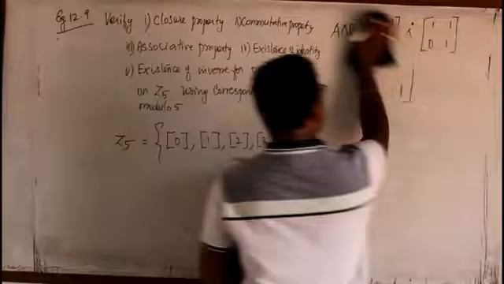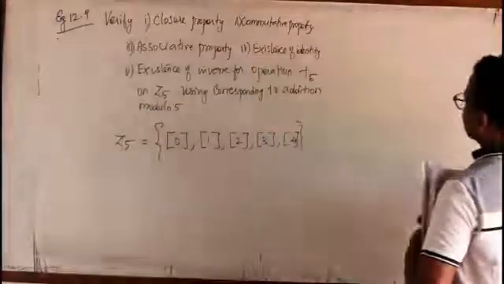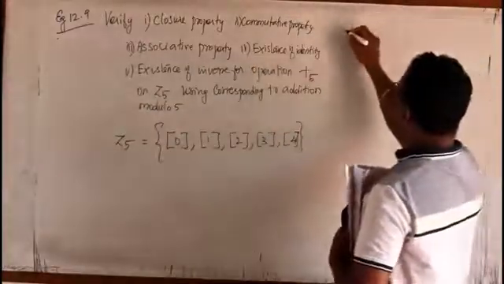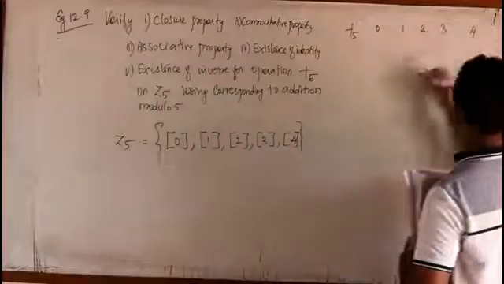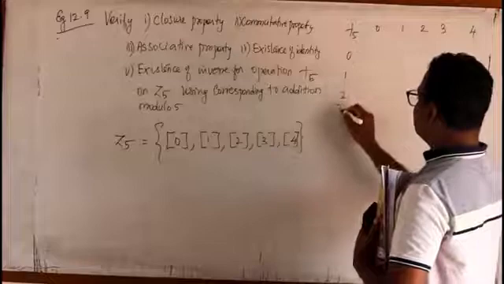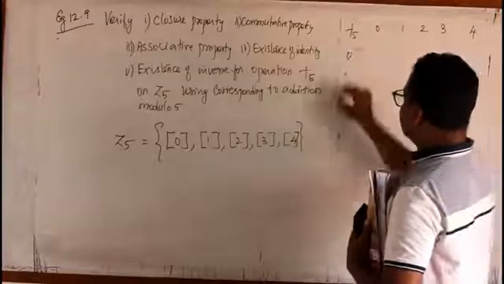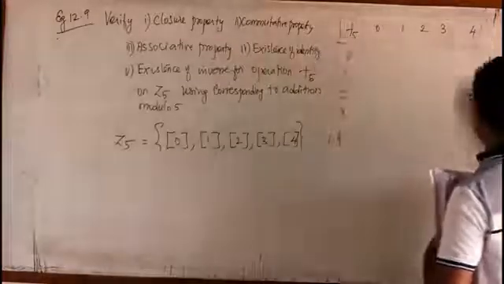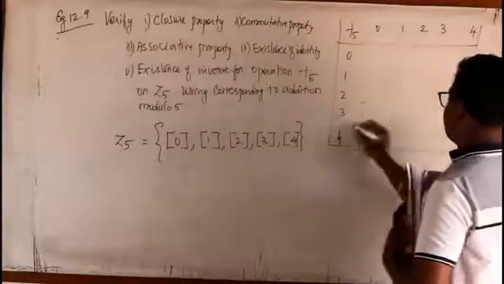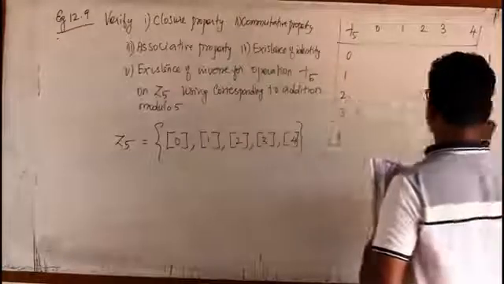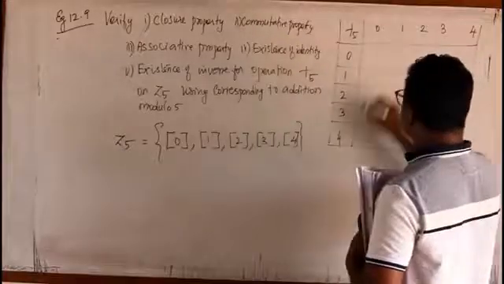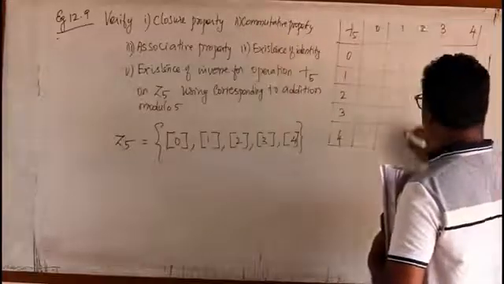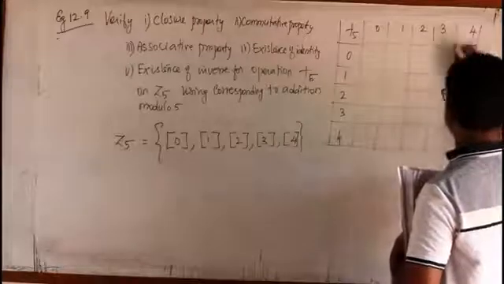Now, I have to add these numbers among them. So, let me have a table. Plus 5, 0, 1, 2, 3, 4, and 0, 1, 2, 3, 4. Now, see how we are adding. We shall have a table known as Cayley's table, but in this course the name is not that important, so you don't need to worry about the table's name.